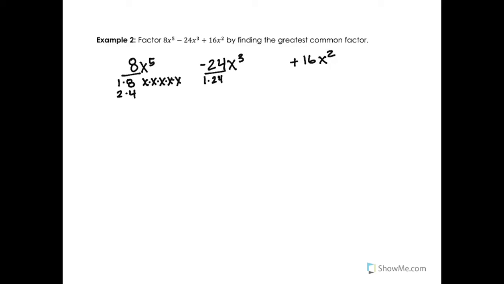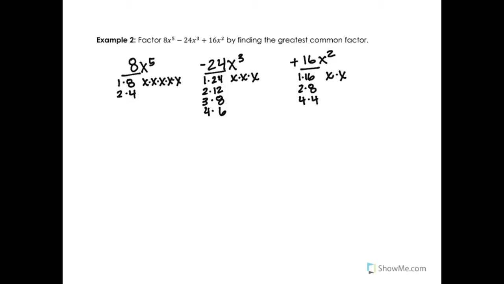So I have 1 times 24. I have 2 times 12. I know 3 times 8 gives me 24. And 4 times 6 gives me 24 as well. And those are all the factors of 24. For x to the third, that's telling me to use x 3 times in multiplication. So that's 1, 2, 3. And then for 16, the factors of 16, I have 1 times 16, 2 times 8, and 4 times 4. For x squared, that's telling me to use x 2 times in multiplication, so that's x times x.